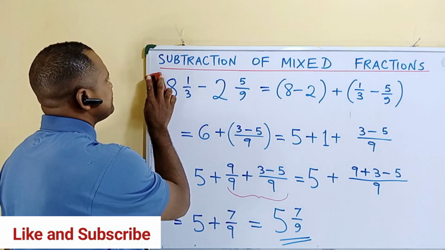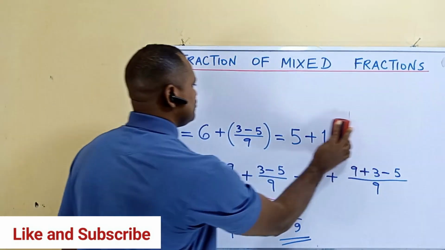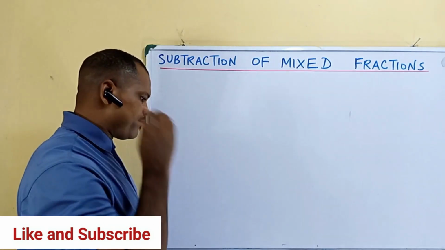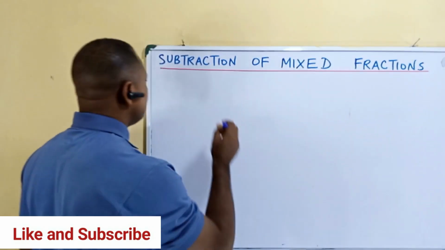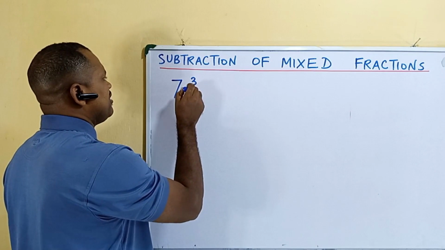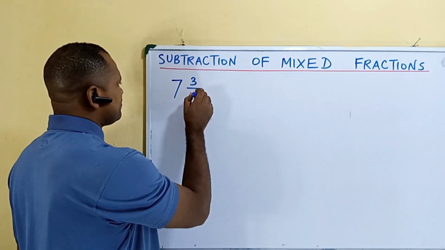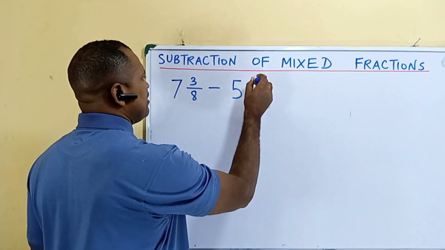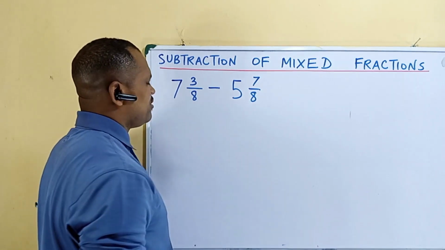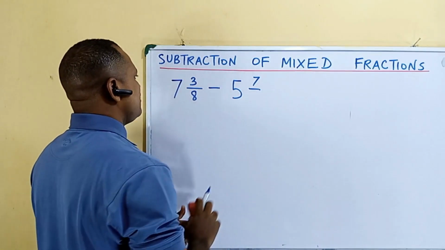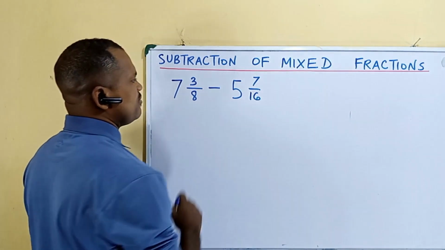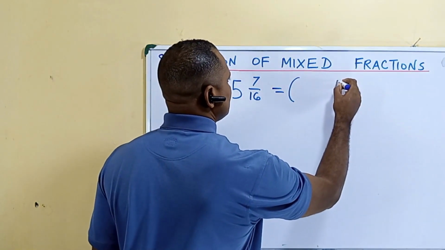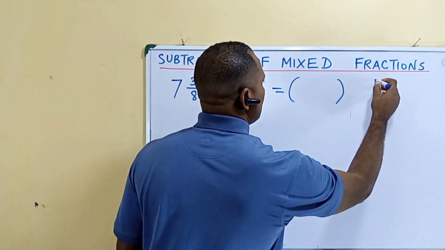So let me clean this. Beautiful. So let's look at 7 whole number, 3 over 8 minus, we're subtracting, 5 whole number, 7 over 16. Good. You do your brackets, 2 brackets, 1 bracket, another bracket.